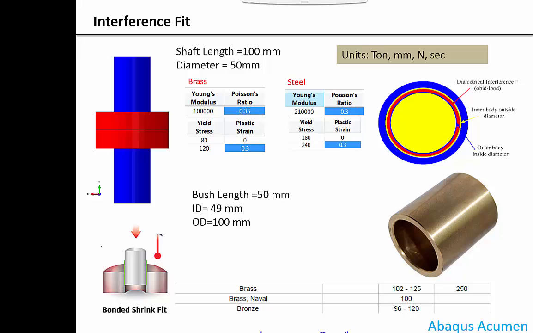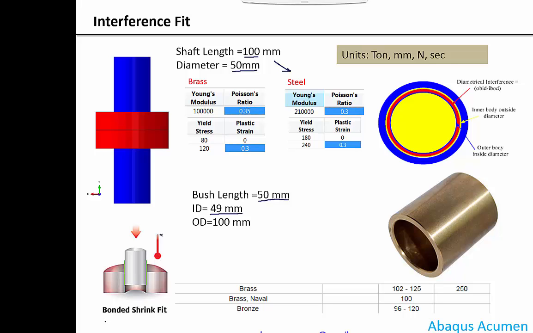Today's problem, what we are going to do, we are going to have a solid shaft which will be 100 millimeter in length. There is a typo, this is 200 millimeter in length. Diameter will be 50 millimeters. We are going to use steel property. Then we'll have a bushing of length 50 millimeter, and the ID is lower. If you see, the bushing ID is 49 versus shaft diameter 50. So you almost have a 0.5 millimeter circumferential interference fit.